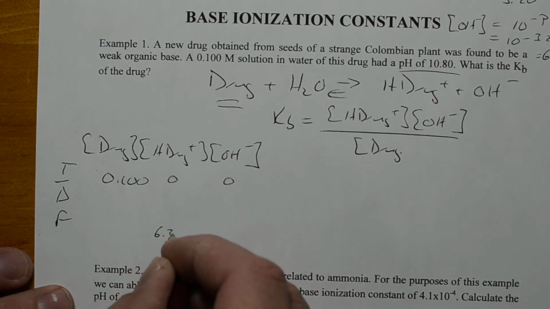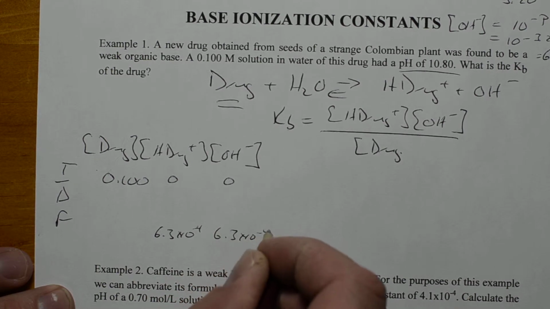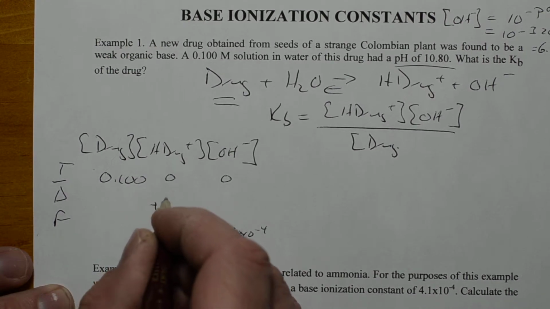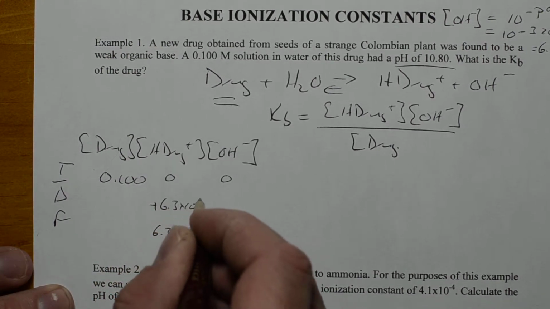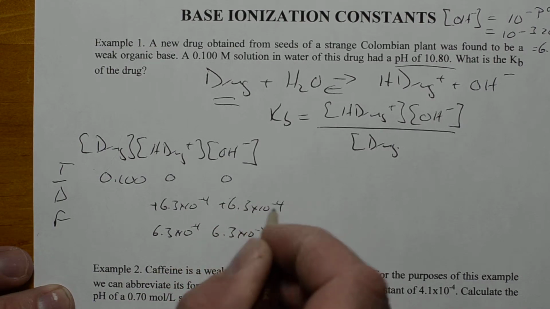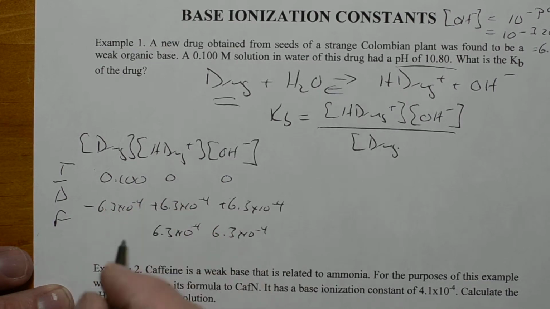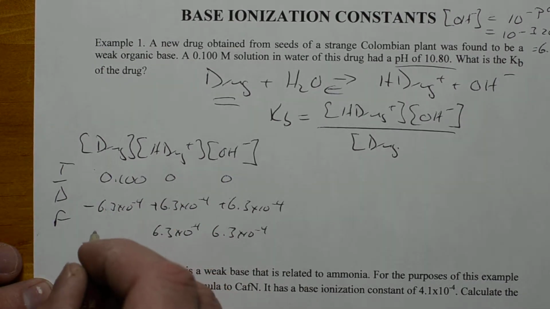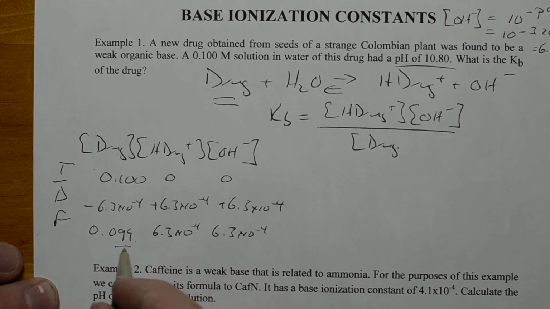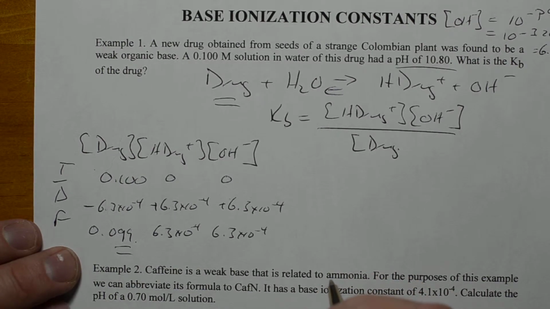So let's go back to our table. I have 6.3 times 10 to the minus 4 and 6.3 times 10 to the minus 4, because these are in a 1-to-1 ratio. That's going to be positive here and here, and obviously it's negative here. And I think that we'll round it off, will be 0.099. Again, we have some significant figure issues when we're subtracting.